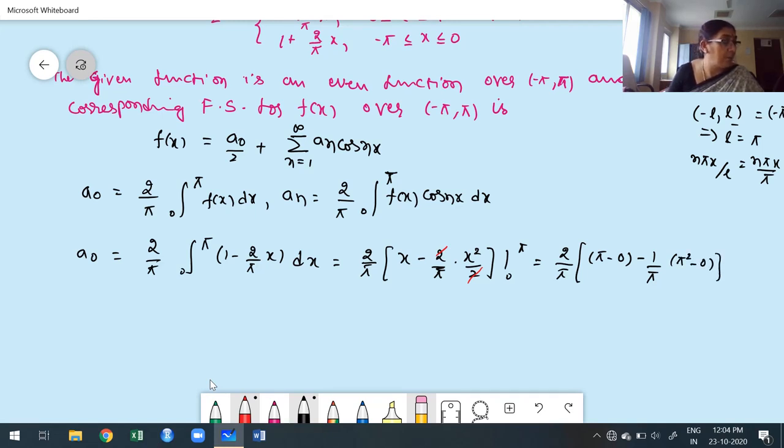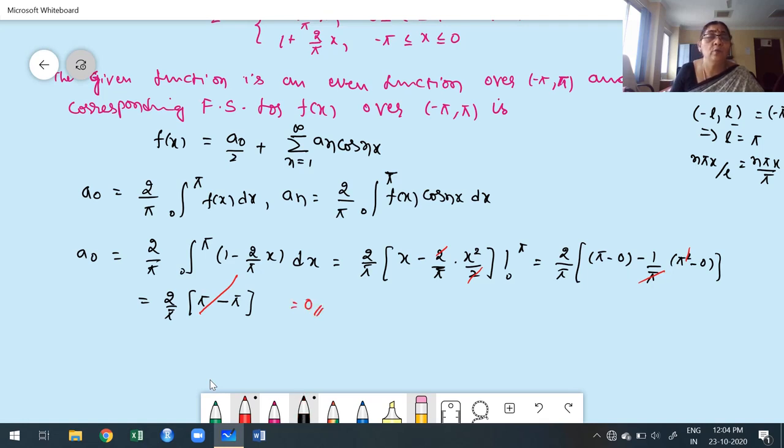Now what happened? Observe carefully, this is nothing but 2 by pi. This pi square is cancelled with pi. What's the remaining? The remaining is pi. We have minus and minus pi. These two are cancelled. Then we get 0. a naught is 0.